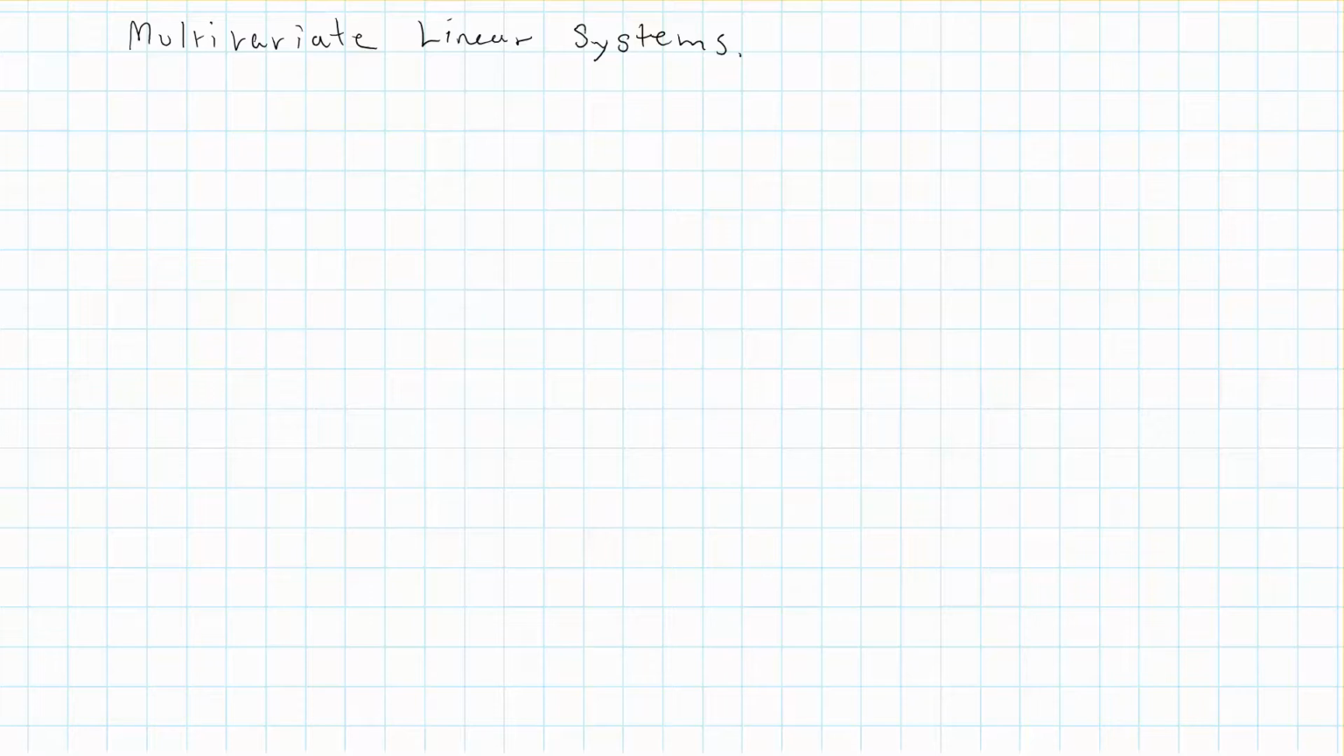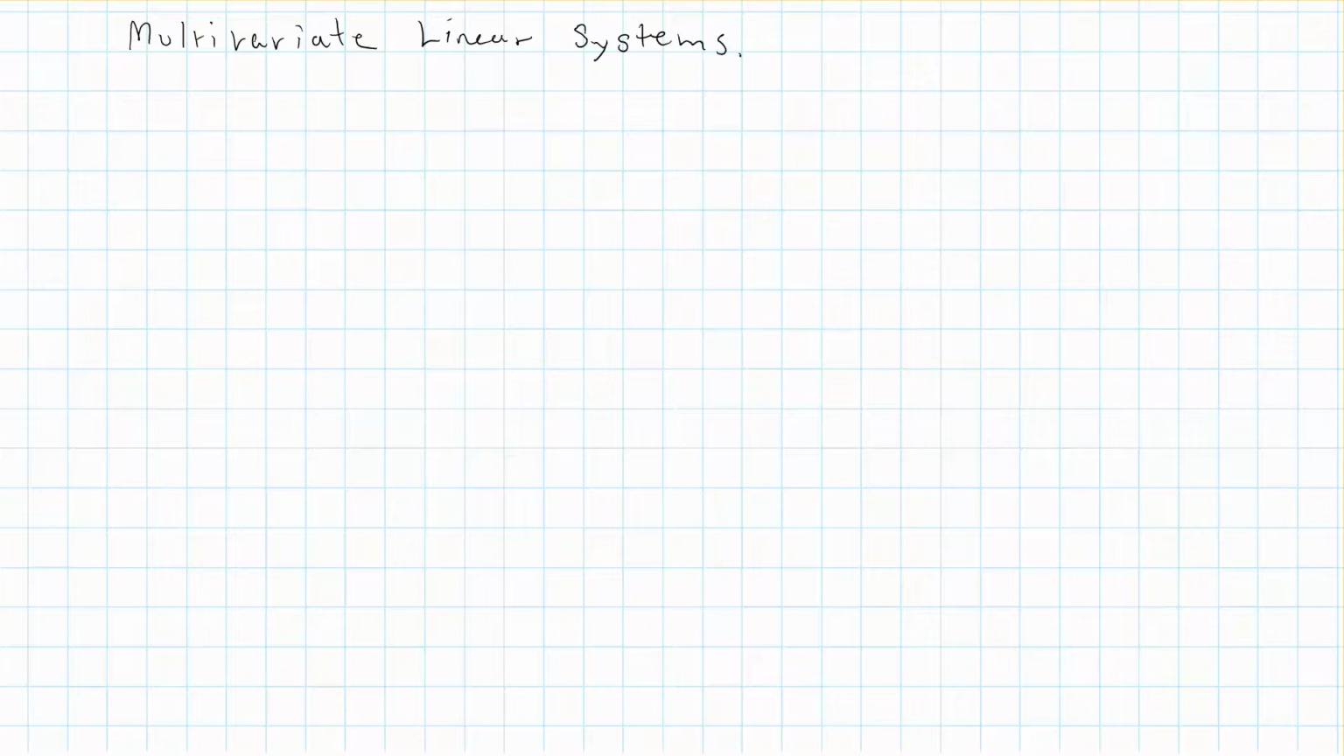Okay, so now we're going to talk about multivariate linear systems. So these are just systems of equations. They're still linear, which means all the variables are going to have exponents of 1, but in this case, we're going to have more than two variables. We may have three variables, and then we'll have three equations, or we might have four variables and four equations. Okay, so let's look at our examples here.